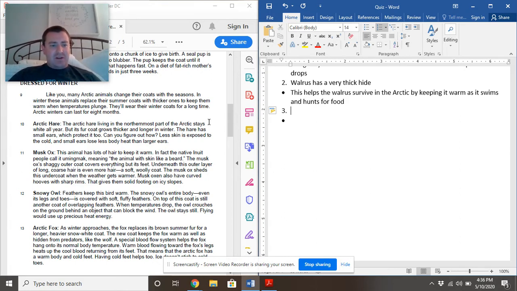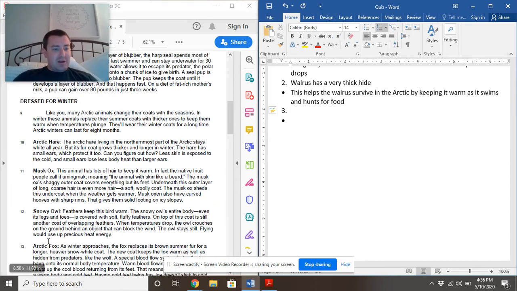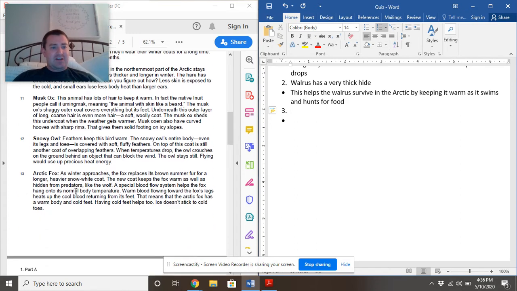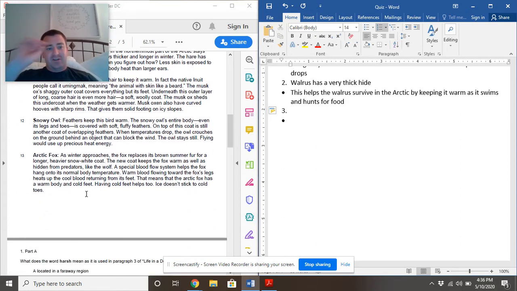On top of this coat is still another coat of underlapping feathers. When the temperature drops, the owl crouches on the ground behind an object that can block the wind. The owl stays still. Flying would use up precious heat energy. And finally, our last paragraph, the Arctic fox.